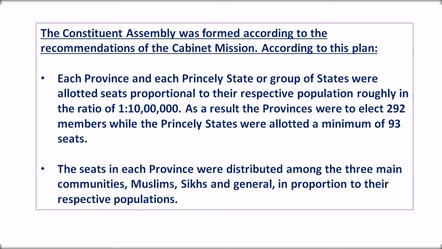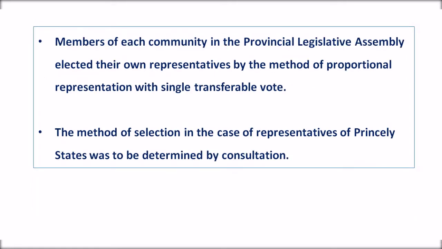The seats of each province were distributed among the three main communities, Muslim, Sikhs, and General, in proportion to their respective populations. Members of each community in the Provincial Legislative Assembly elected their own representatives by the method of proportional representation with single transferable vote. The method of selection in the case of representatives of princely states was to be determined by consultation.